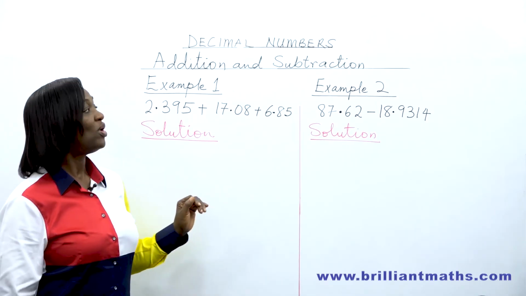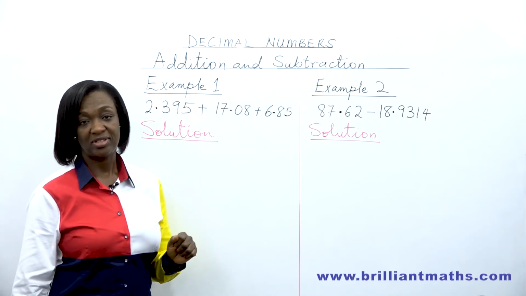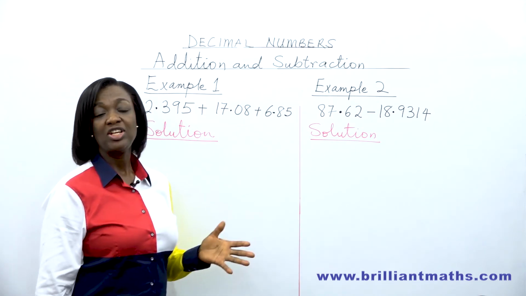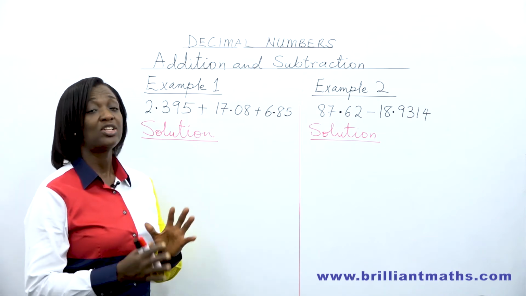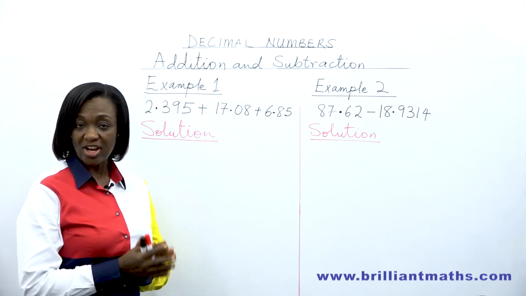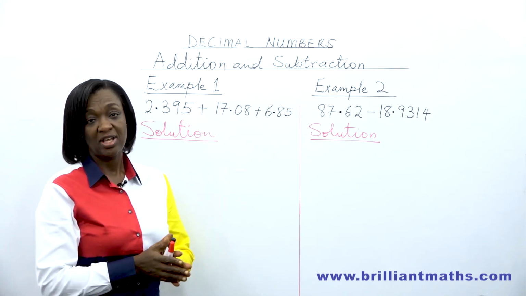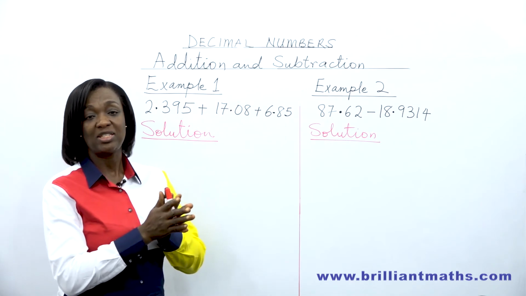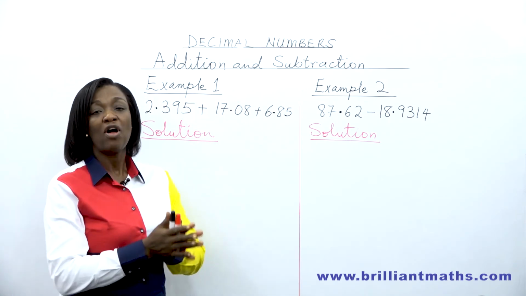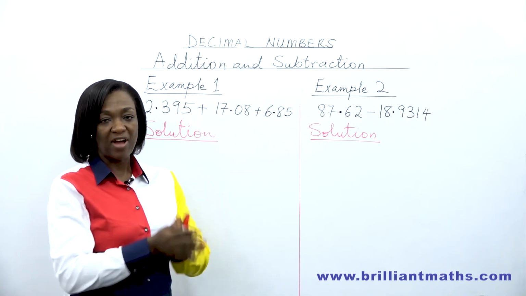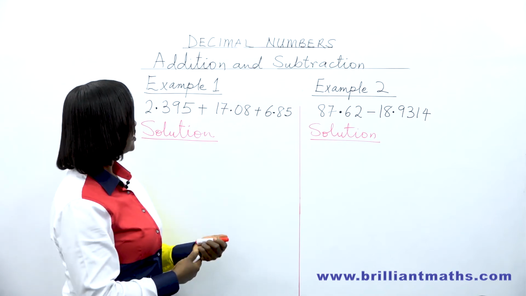In this example, we want to learn how to add and subtract decimal numbers. The addition and subtraction of decimal numbers follows the same principles as adding and subtracting whole numbers. The only difference is decimal numbers have decimal points. So you have to align the decimal points so that the digits in the numbers will fall in the correct place values while you add or subtract. Let's look at the first example.